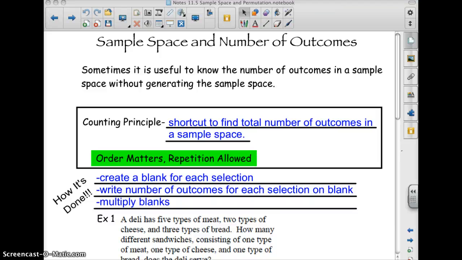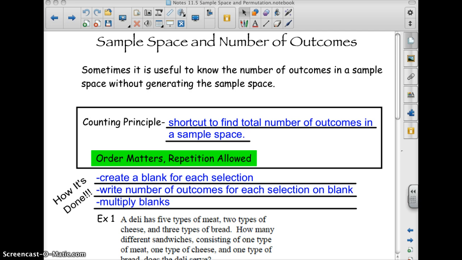Today we're going to talk about sample space and number of outcomes. Sometimes it is useful to know the number of outcomes in a sample space without generating the sample space. So instead of coming up with all the possible outcomes, maybe it's nice to just know how many possible outcomes there are, especially when we're talking about probability.